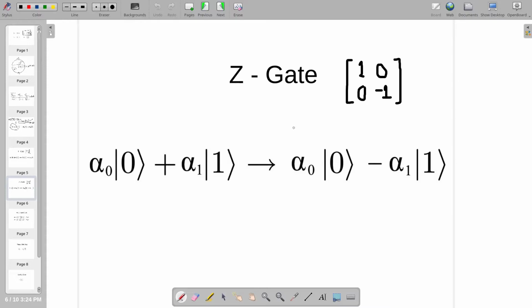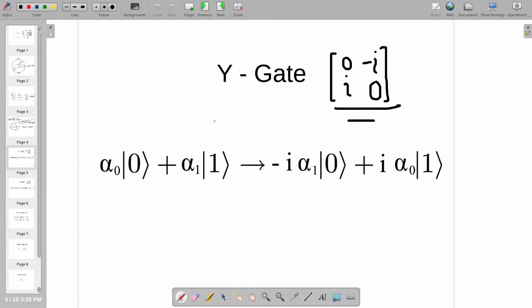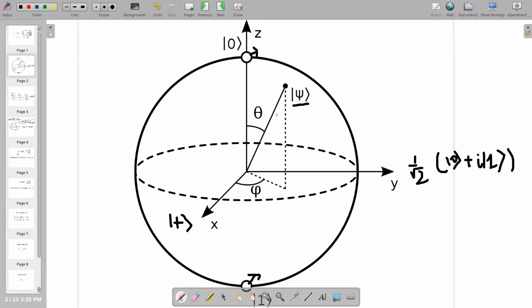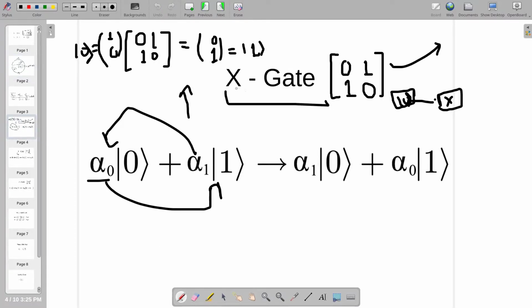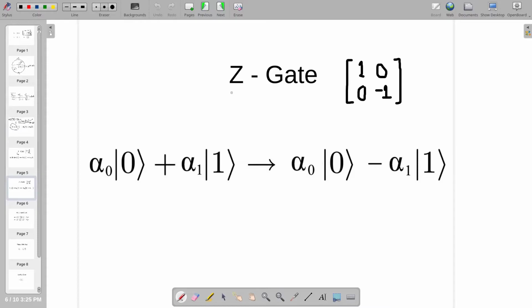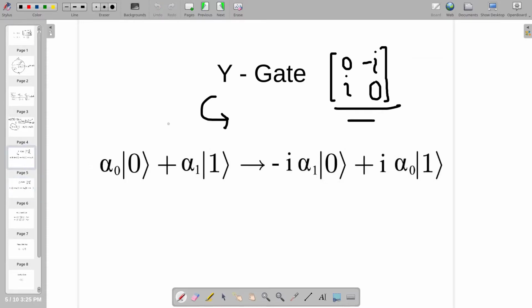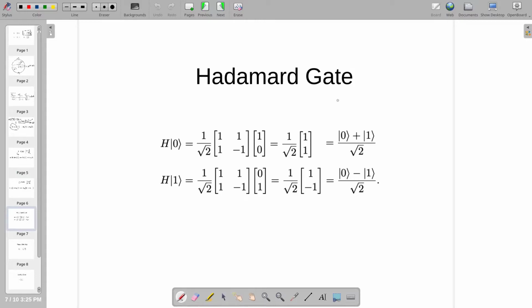The Z gate changes the orientation, or you can say changes the state of a given qubit, along the z-axis. All these gates basically turn the given qubit state, this angle theta and phi, by 180 degrees. So when the X gate is applied, it just turns the qubit state by an angle of 180 degrees along the x-axis. The same goes for the Z gate, which changes the orientation by an angle of 180 degrees along the z-axis, and the same goes for Y. Then we have the Hadamard gate.